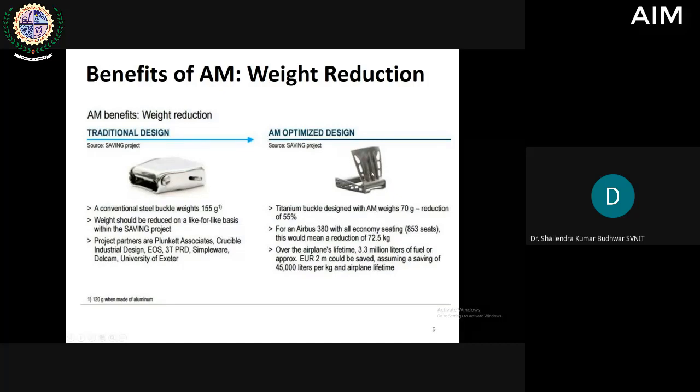You can see that instead of using the solid part, this type of design was used. But they didn't compromise with the strength. So for an Airbus 380 with all economy seating, around 853 seats, this would mean a reduction of 72.5 kg. And if you calculate this reduction in weight in terms of fuel saving, then throughout the life of the plane, around 45,000 liter per kg can be saved. So this is a very large amount of saving that was done by using this 3D printing technique.